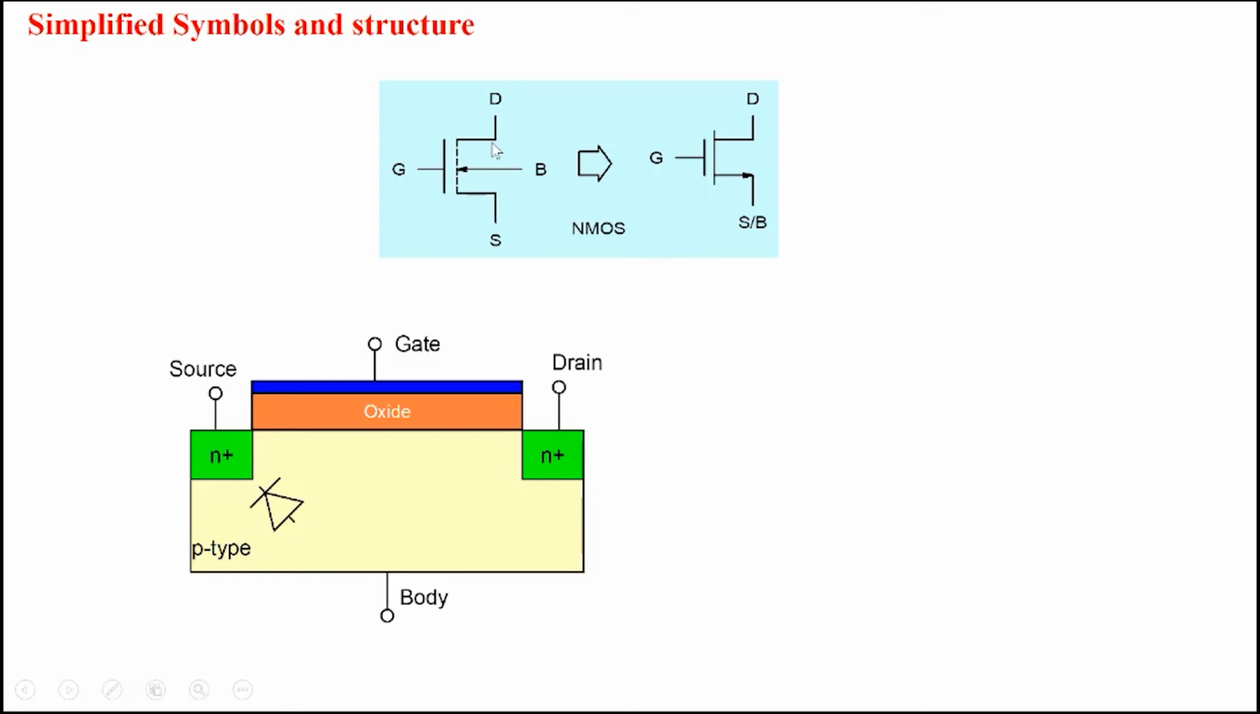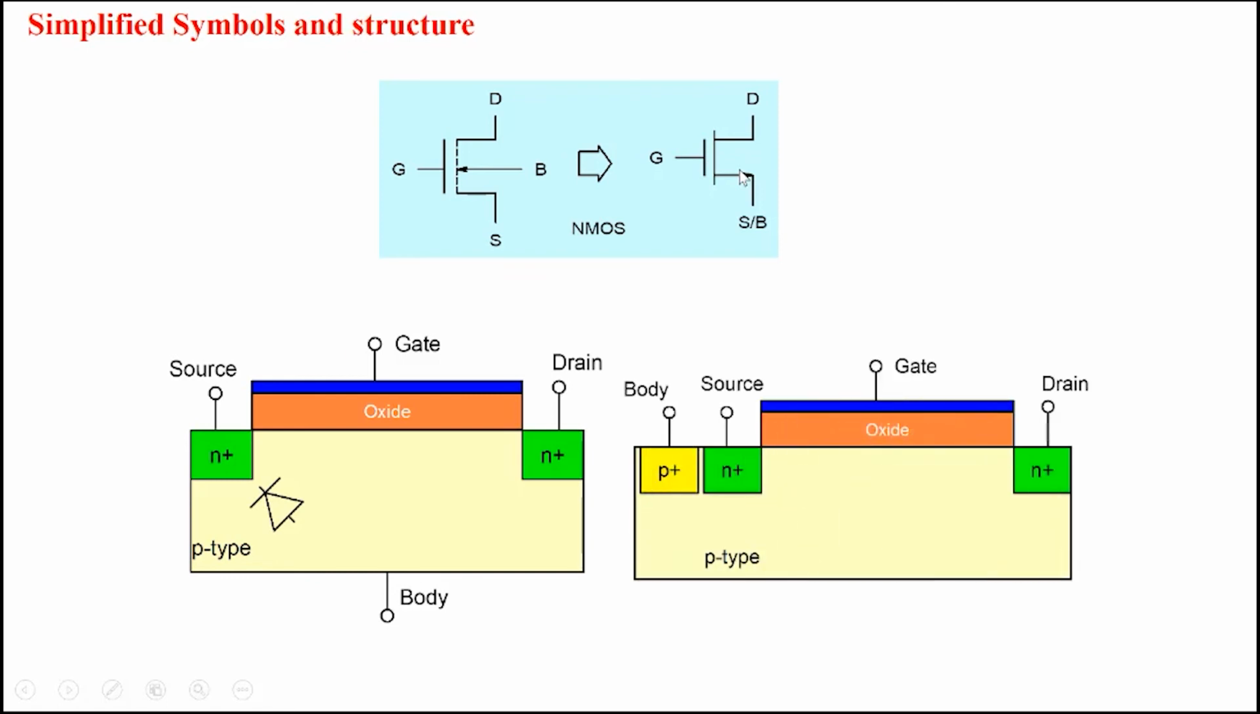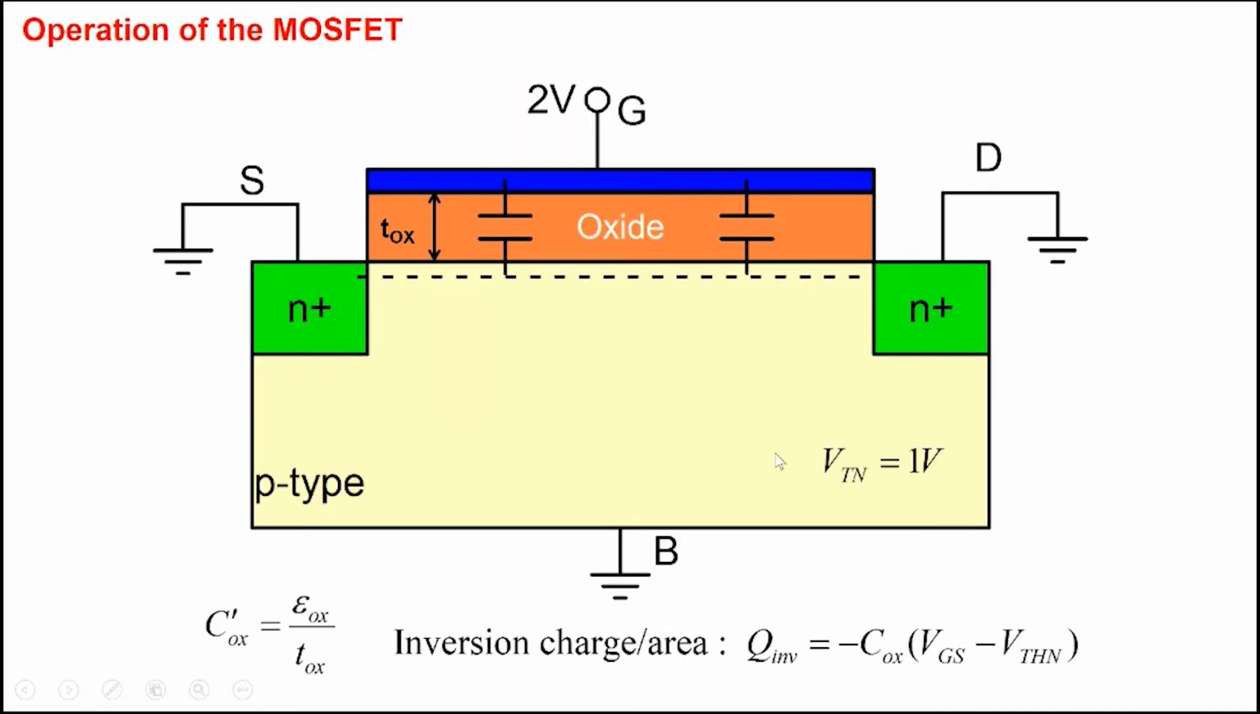And this is a simplified symbol for this one, where body is connected to the source, and the arrow is pointing out like this to show n-type behavior. So this is an n-channel MOSFET. And sometimes you will see that the body contact is not made here, but the body contact is made at the top. So when you create a P+ layer, you're effectively connecting to the body here.